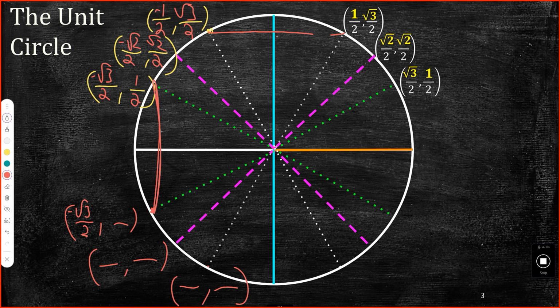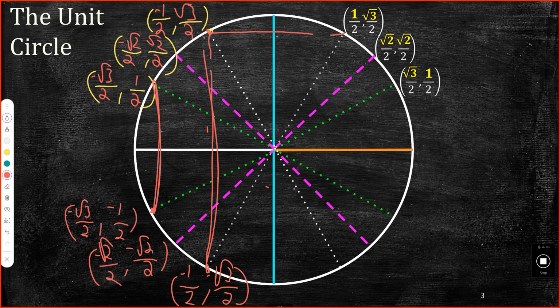And then this one is going to be what? Also negative because the y is negative. This is going to be negative root 2 over 2. This is going to be negative root 2 over 2. And this one is going to go with this one. That's going to be negative 1/2 and negative root 3 over 2. Same thing you're going to do over here.